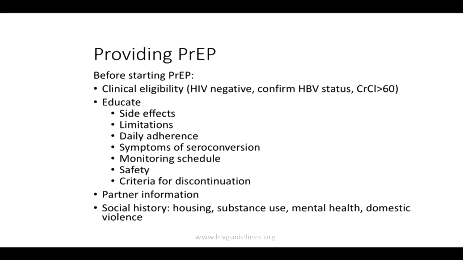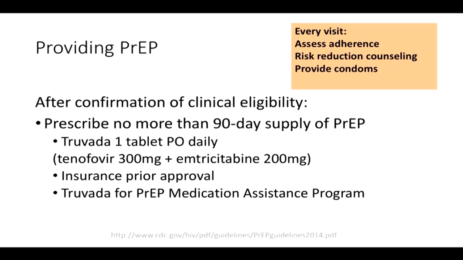Remember, we talked about not just initiating people on PrEP, but we talked about the data around people staying on PrEP. Now, for those who meet clinical eligibility, who are typically HIV negative and have a creatinine clearance greater than 60 and are engaging in risk behaviors for PrEP, you want to provide a 90-day supply of PrEP to them.